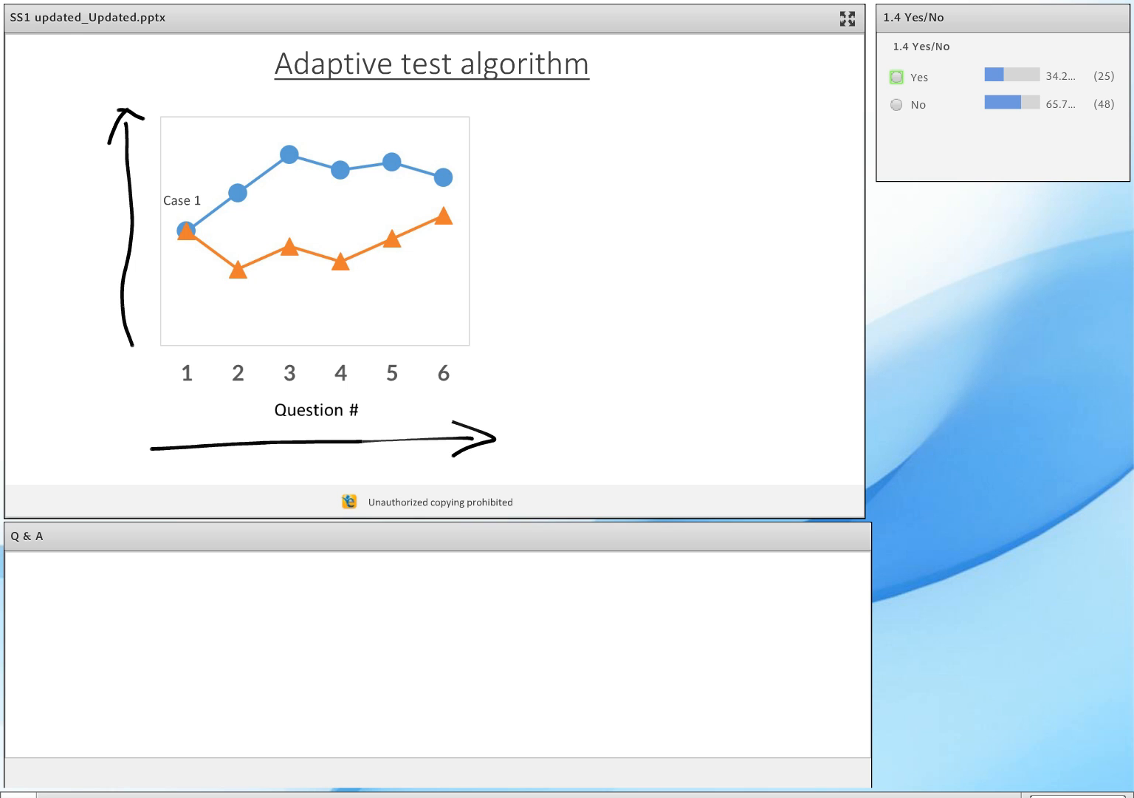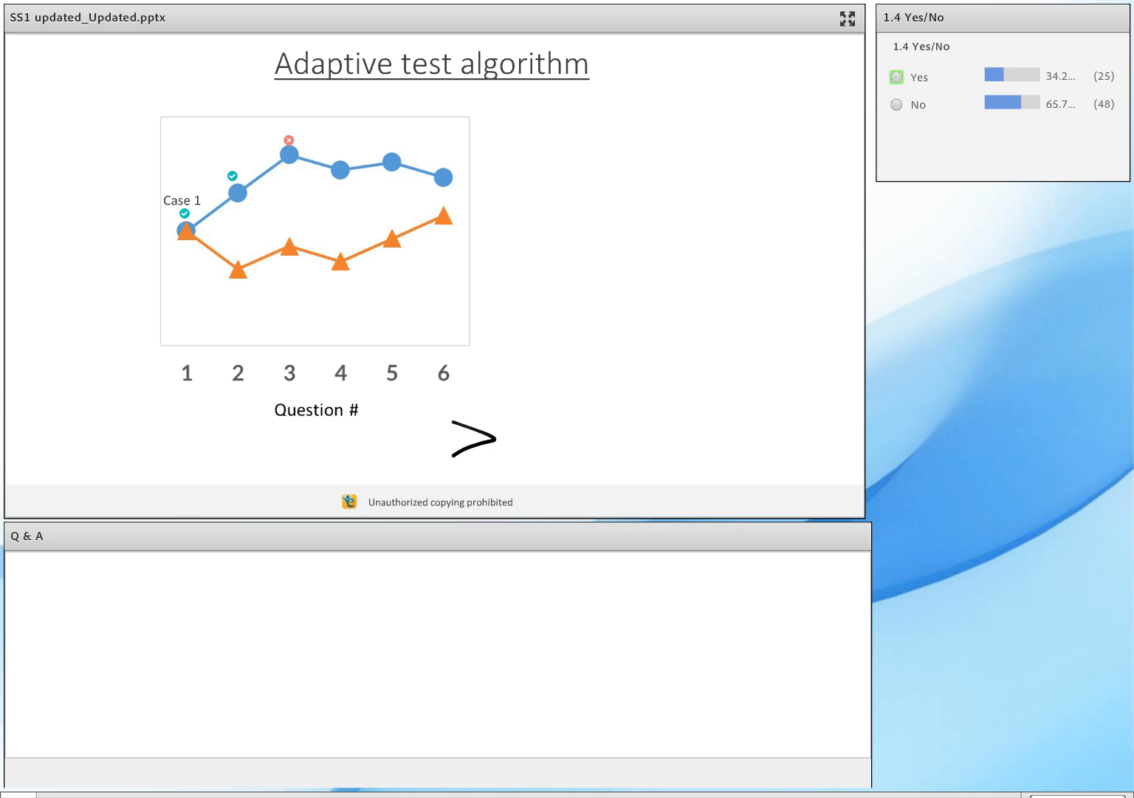Student 1, or case 1 as written here, gets the first question. Remember, the first question is always around that median difficulty level. He gets that right. Then he gets the second question, and he gets that right as well. Then he gets the third question, which is of an even higher difficulty level. Remember, the higher we go on the y-axis, the more difficult a question becomes. He gets the third question wrong. Then he gets the fourth question, which is of a slightly lower difficulty level.